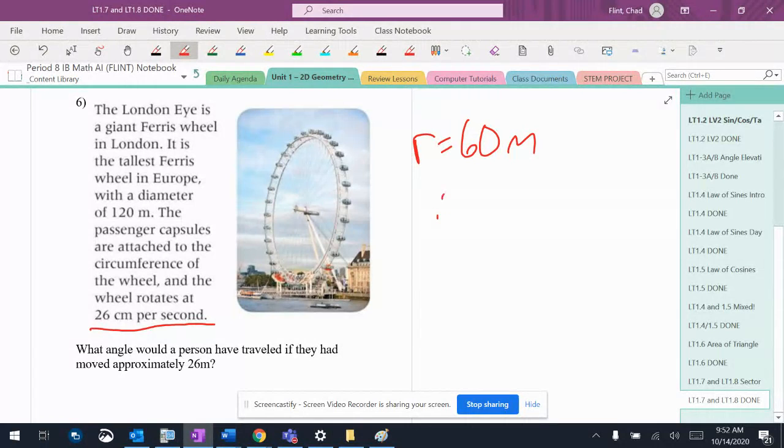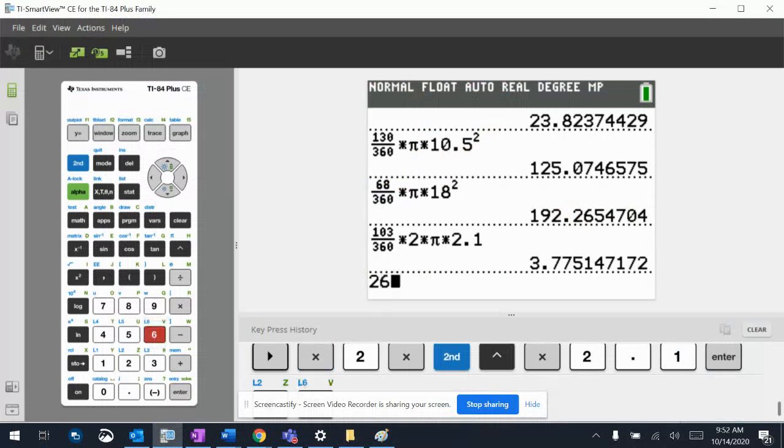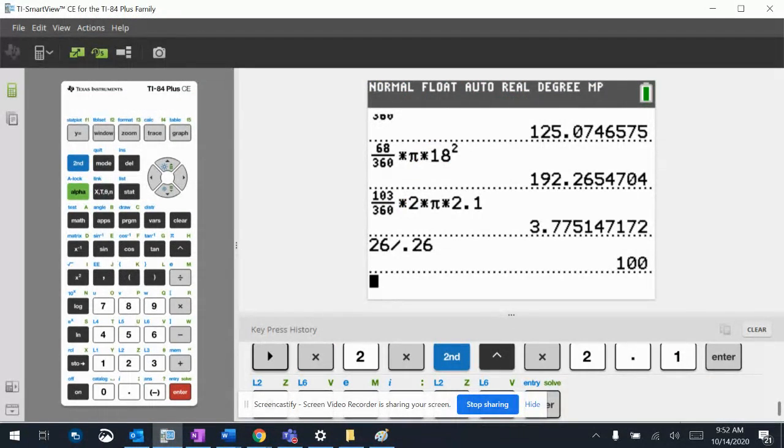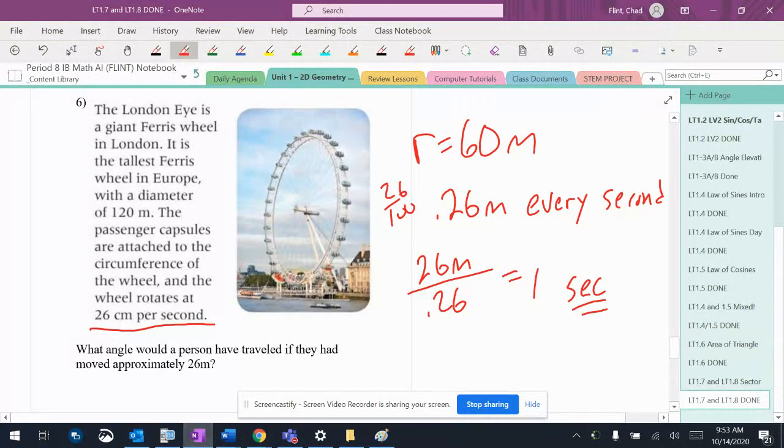All right, so it moves 0.26 meters every second. And that's because there are 100 centimeters in a meter, so I did 26 divided by 100. All right, so if they moved 26 meters, I'm going to divide that by 0.26 to figure out how many seconds they were moving for. So 26 divided by 0.26. So they're moving for 100 seconds. I don't know if anybody didn't know that, but I know it now. So 100 seconds.